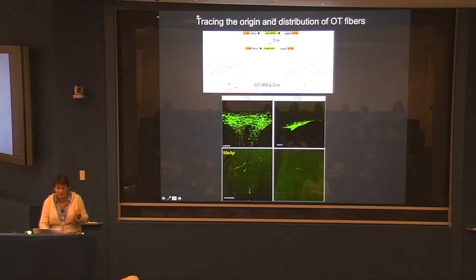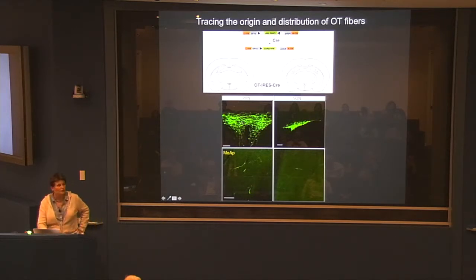There are two main areas in the hypothalamus that generate oxytocin. One is in an area called the paraventricular nucleus, or PVN, and the other one is the supraoptic nucleus, or SON. When we inject the PVN with this virus, we can see a lot of green fibers in the medial amygdala, but we see very few when we inject this other area, right here, called the SON.